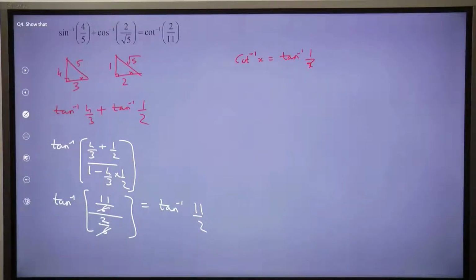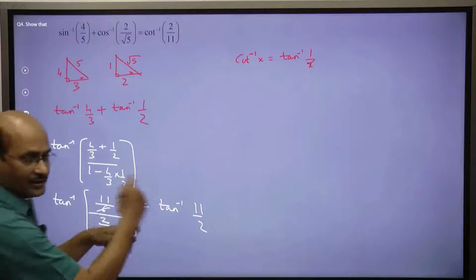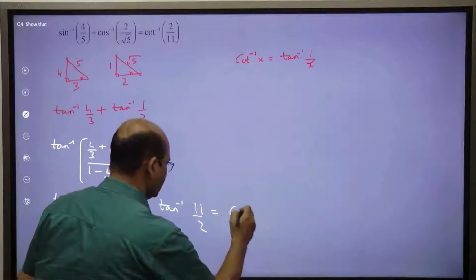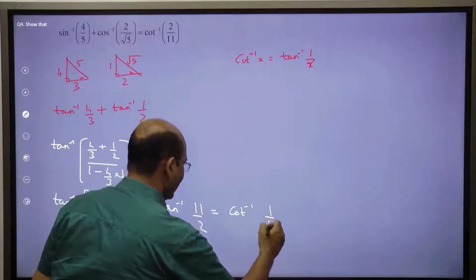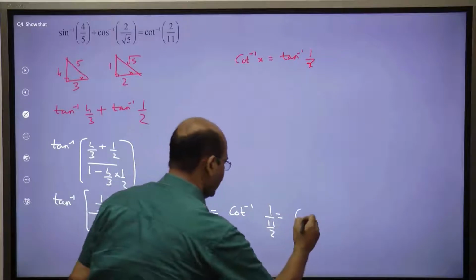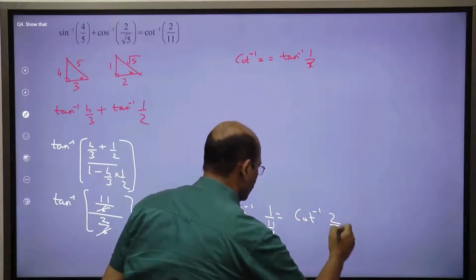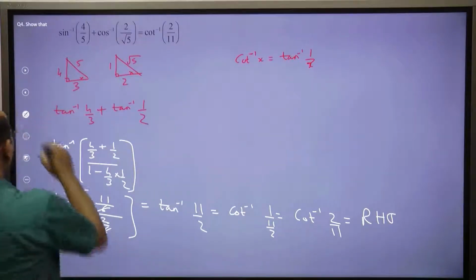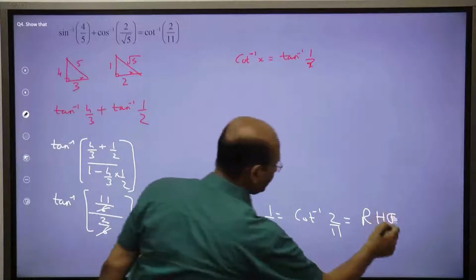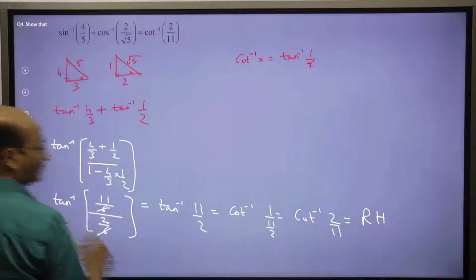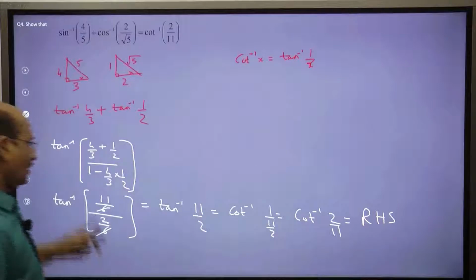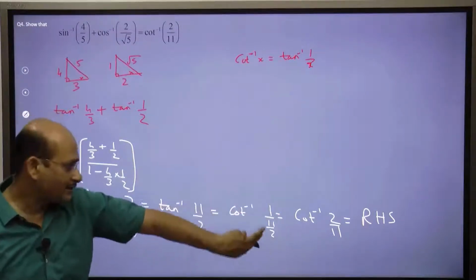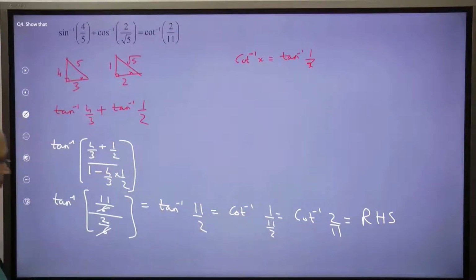Now what I understand from here is I have to prove it in cot inverse. So tan is the reverse of cot. So tan inverse x is cot inverse 1 by x. So this I can write as cot inverse 1 by x. So this I can finally write as cot inverse 2 by 11, which is equal to the RHS. So here the point is something very interesting: I just worked out that tan inverse x is cot inverse 1 by x, which is equal to cot inverse 2 by 11. I just reciprocate this 11 by 2, and that's the way this working is done.